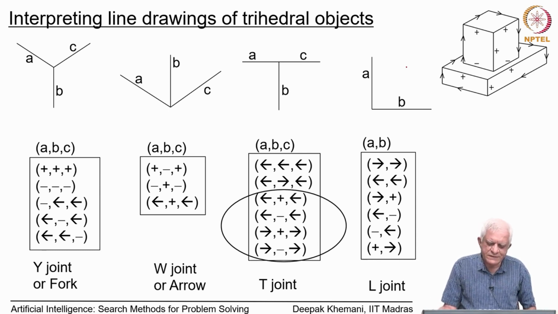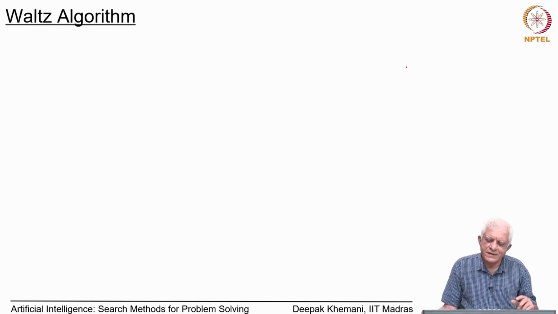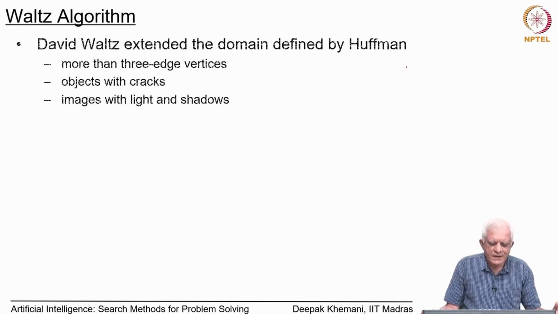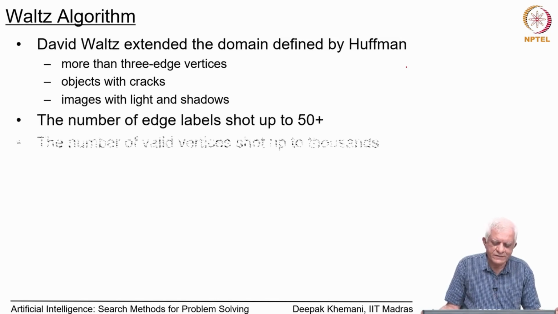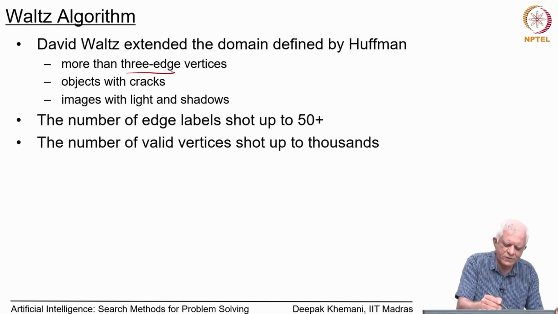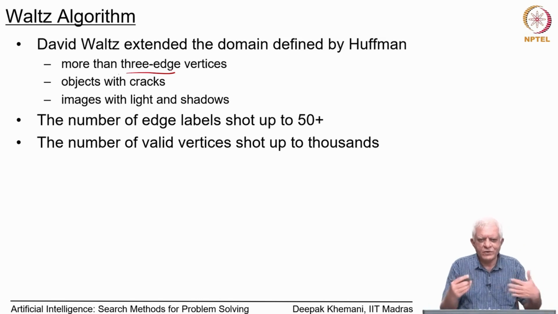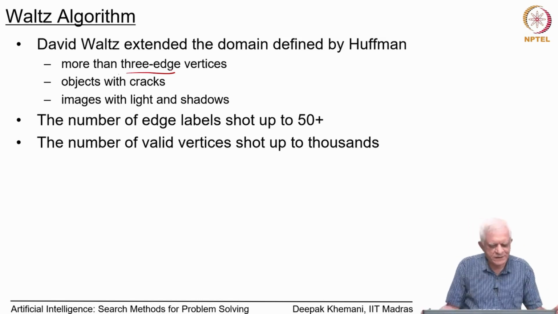This work was further extended by David Waltz, and what he said was, let us consider edges, vertices which have more than 3 edges. So, they do not have to be trihedral, you can have 4 edges meeting or 5 edges meeting, it does not matter. He said let us also consider cracks. So, a crack will be seen as a line in the line drawing, and he said also let us consider light and shadows, because they will also be seen as line drawings.